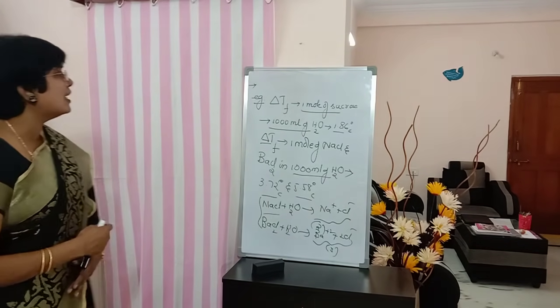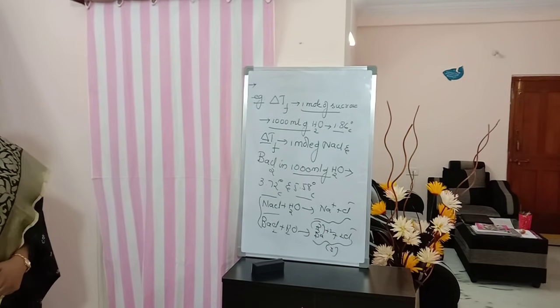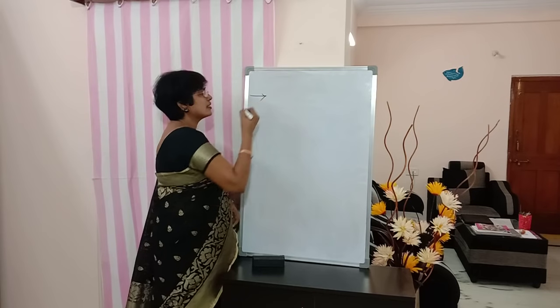Delta TF of 1 mole of sucrose in 1000 ml of water is 1.86 degrees centigrade, and delta TF of 1 mole of NaCl and BaCl2 in 1000 ml of water are 3.72 and 5.58 degrees centigrade. That also you note down, students, below. NaCl in solution dissociates into 2 ions, BaCl2 in water dissociates into 3 ions, which are nothing but 3 particles. Clear, students? Next point, students.